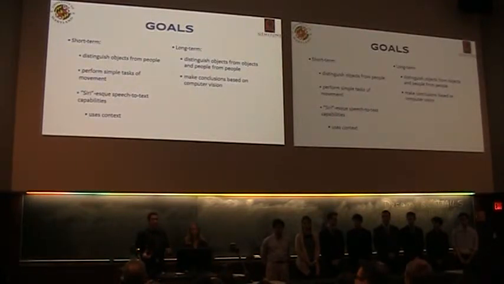Perform simple tasks of movement, like if I say move forward or move backwards, the robot will do such. Yes, these things already exist, but we want to be able to do this in a local database that we've created ourselves so that we can move forward with our hybrid system, like the Siri-esque speech to text, and to be able to accurately analyze context.